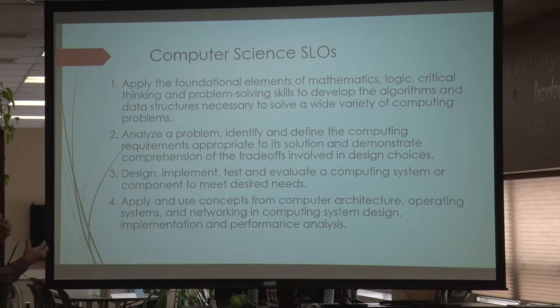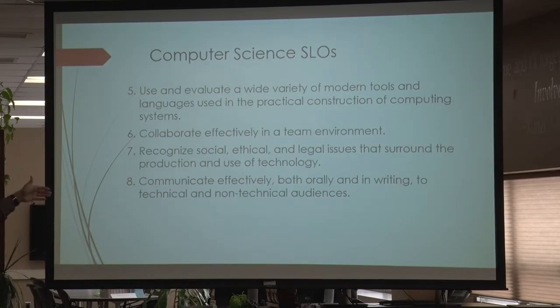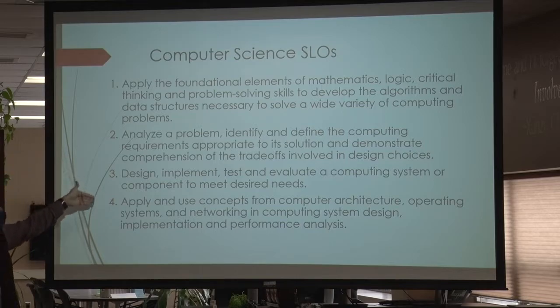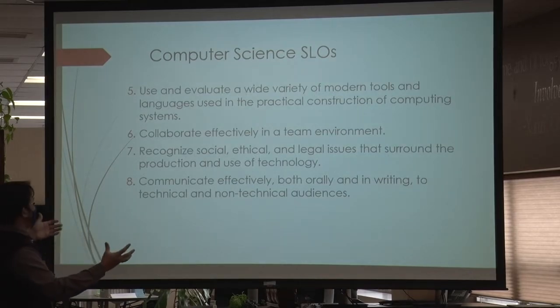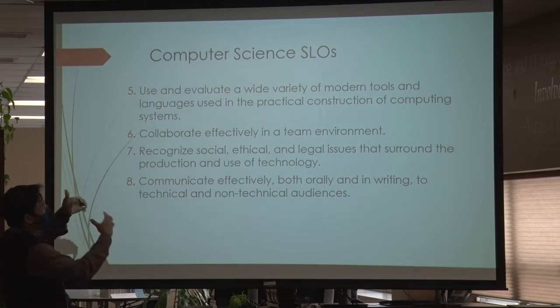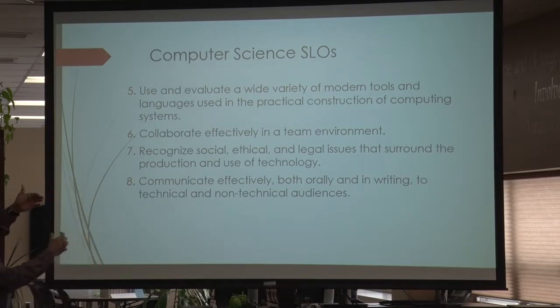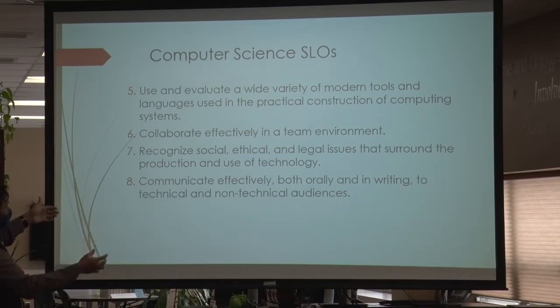So if you notice the trend, these are the first 4, and then there are these 4. The first 4 have a lot of computing terms in them, so they're pretty specific with what we are trying to achieve. And then we come to these ideas. If you take a look at evaluating a wide variety of modern tools, collaboration, then recognizing social, ethical, and legal issues, and then communicating, this is where we are putting in research goals.